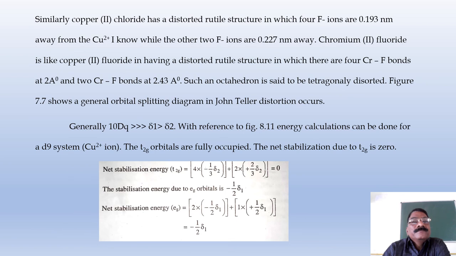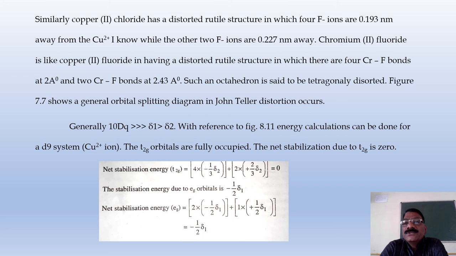Similarly, copper second fluoride has a distorted rutile structure in which 4 F- ions or ligands are 0.193 nanometer away from the copper 2+ ion, while the other two F- ions are 0.227 nanometer away. Chromium second fluoride is like copper second fluoride, having a distorted rutile structure in which there are four Cr-F bonds at 2 angstrom units and 2 Cr-F bonds at 2.43 angstrom units. Such an octahedron is said to be tetragonally distorted.